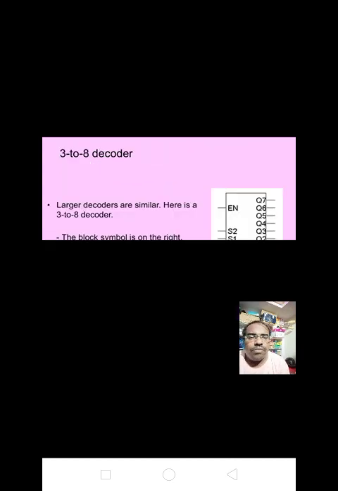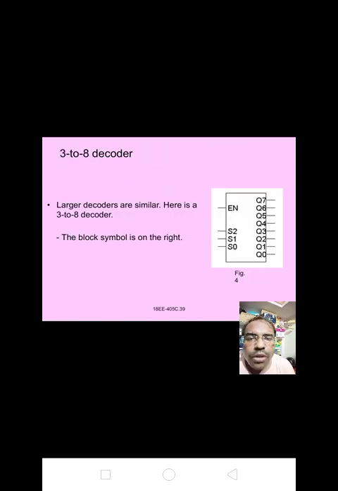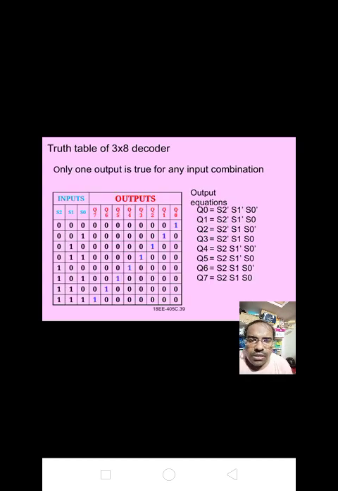Next, the block diagram of the 3 into 8 decoder is shown. It has enable, inputs S2, S1, S0 and outputs Q0 to Q7. For every input, only one output is active.